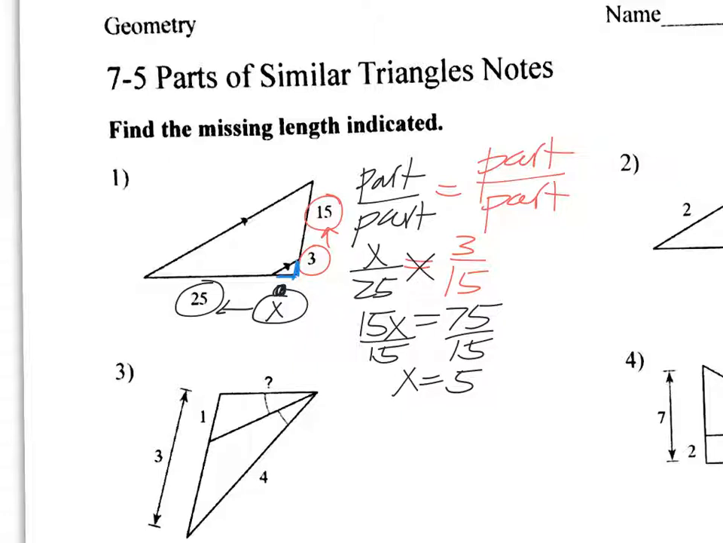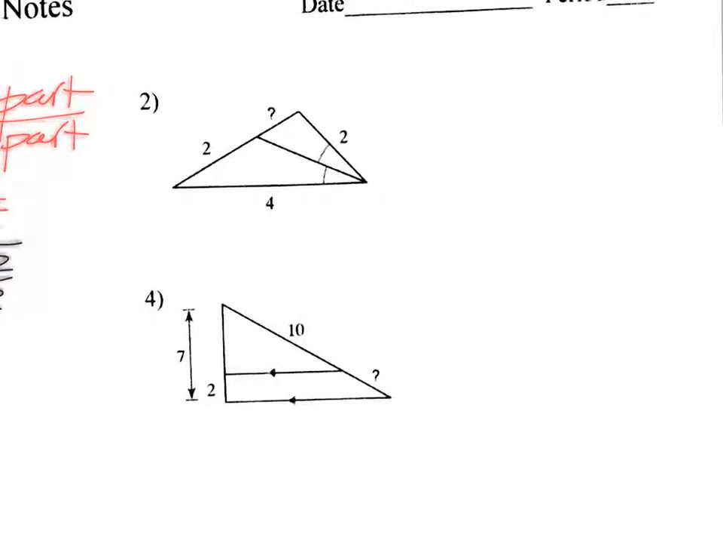Okay. Then look at your answer. That makes sense. Okay, 5. I know it's got to be a small number, something close to 3, but I know it's got to be bigger than 3. Why? Because this 25 is bigger than that 15. So that makes sense. All right, let's do this one.